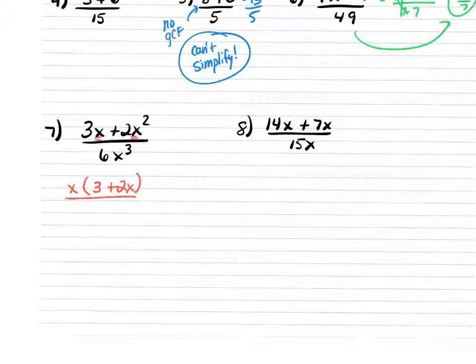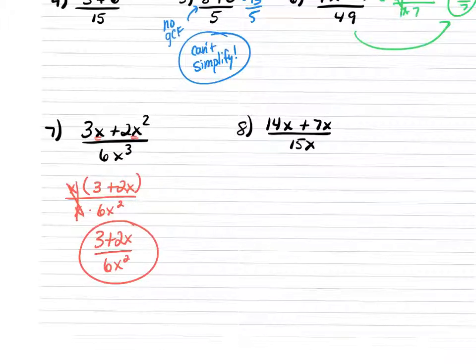And on the bottom, I could factor out an x. If I factored out an x, I'd be left with 6 times x squared. So I can cancel or reduce that common factor. What I'd be left with would be 3 plus 2x on top divided by 6x squared. And that's as far as I can go because there is no common factor on top. So if I can't factor anything out of the numerator, I won't be able to simplify it with the denominator.